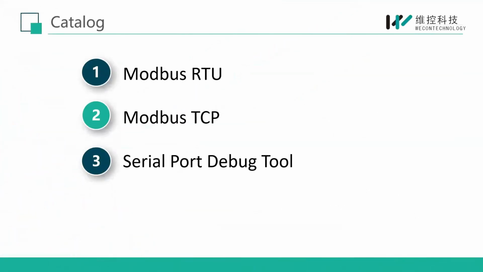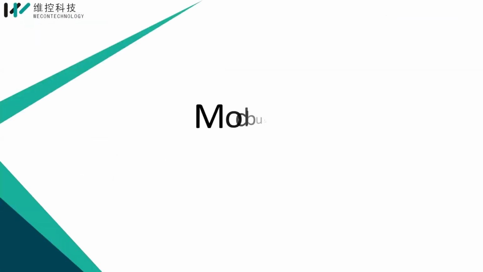So there are 3 parts in today's training. First is Modbus RTU communication, meaning serial communication. The second one is Modbus TCP communication from the IP address. And the third one is how we can debug this serial port and Ethernet port if you don't have an HMI, then how can you use it? So we'll talk about these 3 topics.